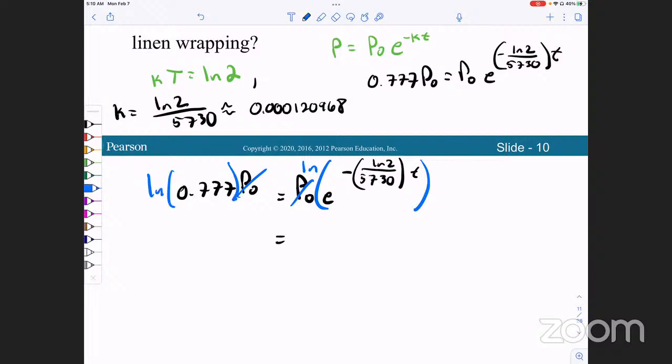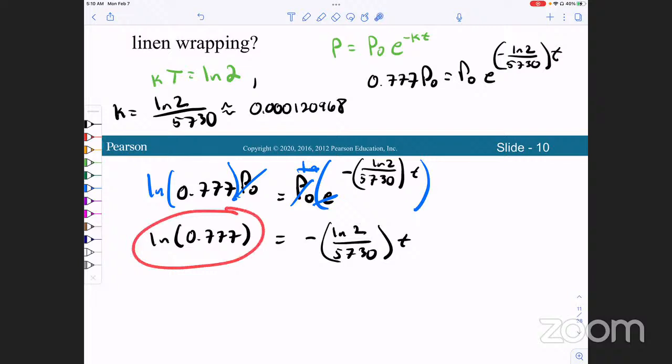So what's going to happen here, this natural log is going to cancel this e, okay? On the left, we're going to have the natural log of 0.777. On the right, that brings it out of the exponent. We get negative natural log of 2 over 5730 times t, okay? Now we just have some number equals some number times t, right? So if we want to solve for t, divide both sides by that number.